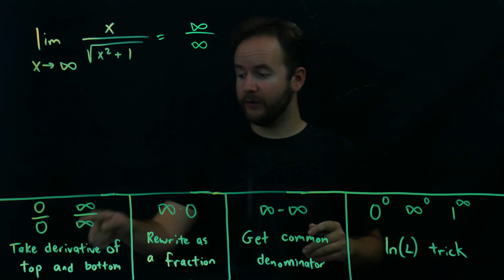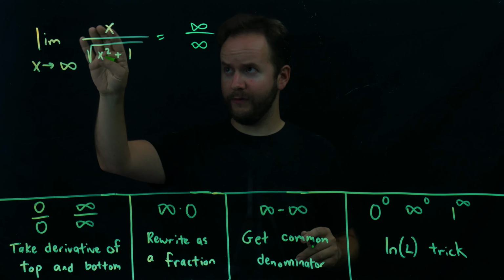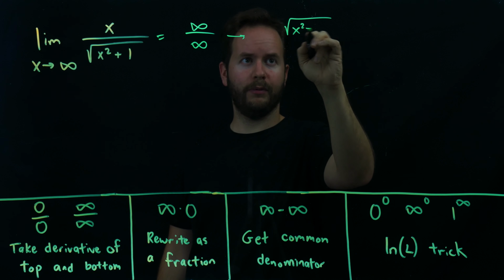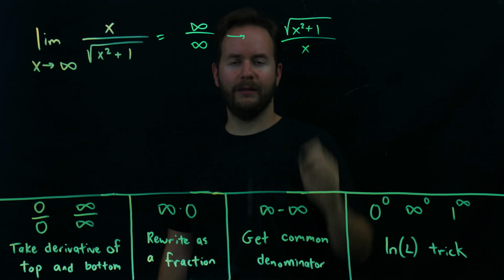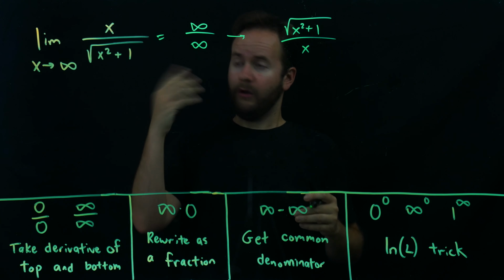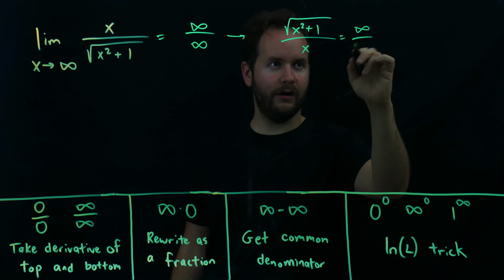That would tell us to take the derivative of the top and the bottom of this expression. I'm going to save you the trouble of taking the derivative of the top and the bottom here and just tell you that when you take that derivative, you get square root of x squared plus 1 on the top, and you get x in the bottom, which looks awfully familiar. In fact, it looks like the reciprocal of that expression. Okay, that's fine. Well, when I plug in infinity this time, what do I get? Well, I still get infinity over infinity.